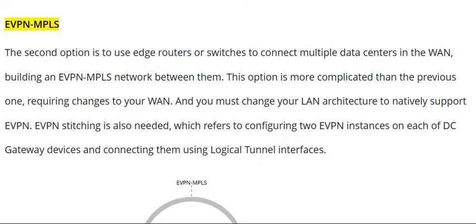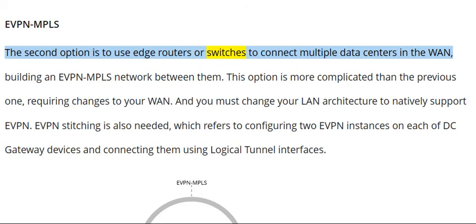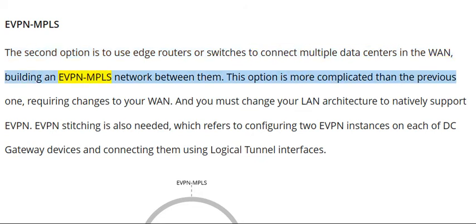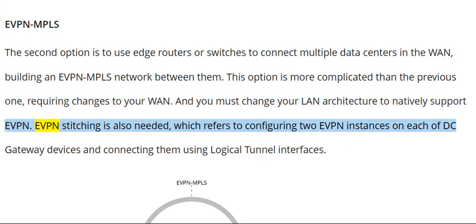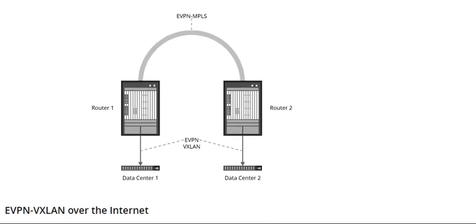EVPN MPLS. The second option is to use edge routers or switches to connect multiple data centers in the WAN, building an EVPN MPLS network between them. This option is more complicated than the previous one, requiring changes to your WAN. And you must change your LAN architecture to natively support EVPN. EVPN stitching is also needed, which refers to configuring two EVPN instances on each of the DC gateway devices and connecting them using logical tunnel interfaces.